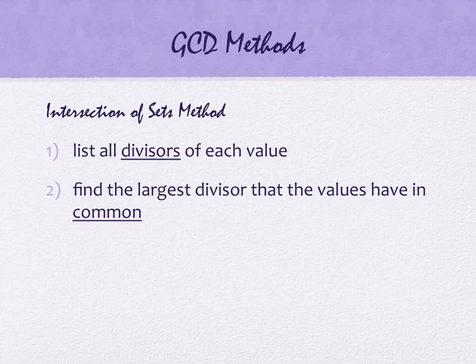The first one is going to be intersection of sets. Intersection of sets works when the numbers are fairly small. What we do is we list the divisors of each value, and then we find the largest divisor that they have in common. If the numbers are really, really big, this is a very beastly way to do this. We don't want to do that, but that's not usually what's going on. The whole point is they're small numbers that we're talking about when we see this method.